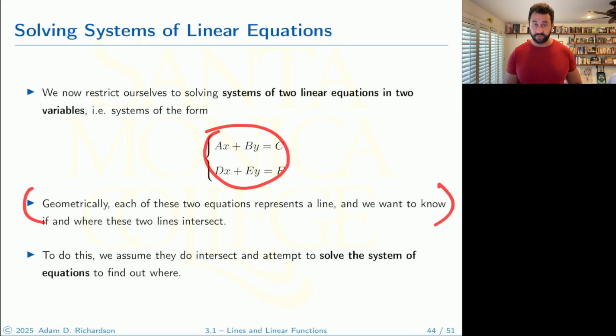Geometrically, we've got the algebra, let's look at the geometry. Algebra and geometry, BFFAE. Each one of these equations represents a line, as we saw earlier in the section. And what we want to know is, do these two lines intersect? So what are we going to do? Well, we're going to assume that they do intersect somewhere, and then we're going to attempt to solve the system of equations. If they do intersect, solving this system will give us the location of the intersection. The solution set will contain the point or points where they intersect.